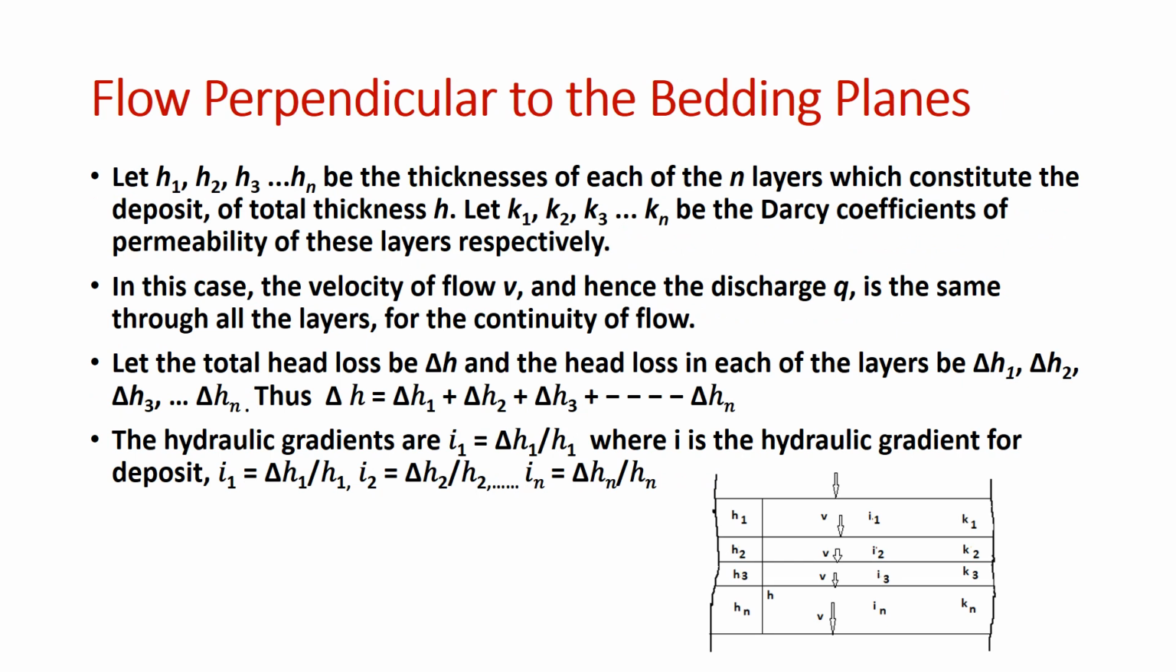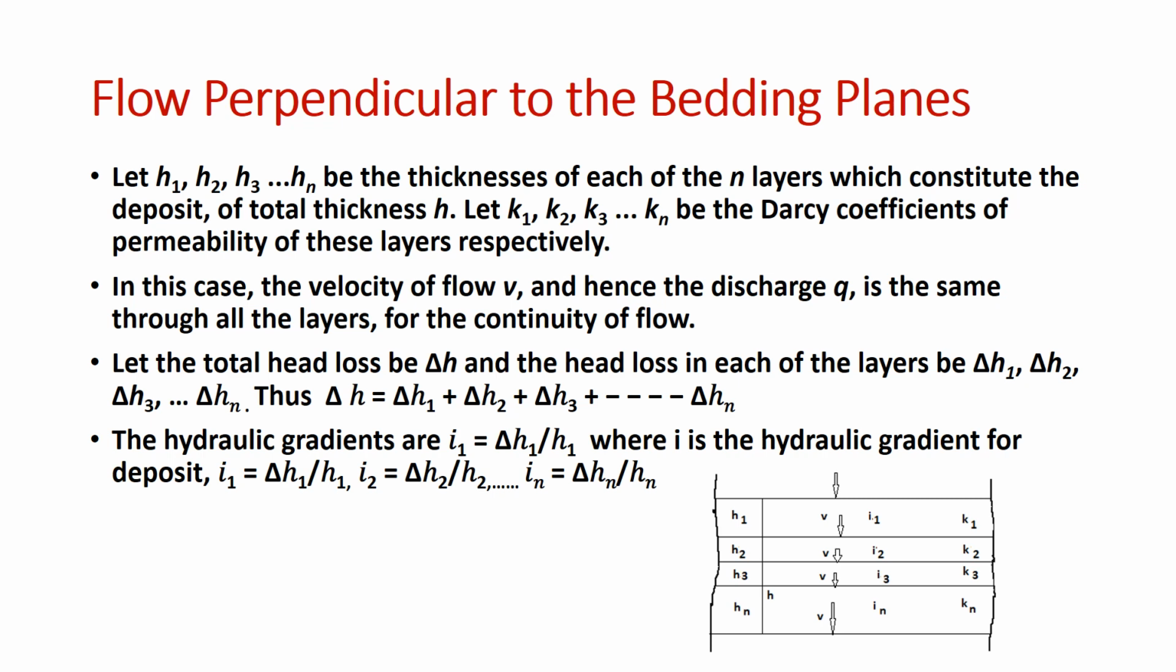You can see here, let us first talk about flow perpendicular to the bedding plane. There are a number of layers of soil of thickness h1, h2, h3, and so on, up to hn. V is the velocity, Q is the discharge, and i1, i2, i3, in are the hydraulic gradients, and the permeabilities are k1, k2, k3, and so on, up to kn. These layers are here, and we are talking about flow perpendicular to the layers.